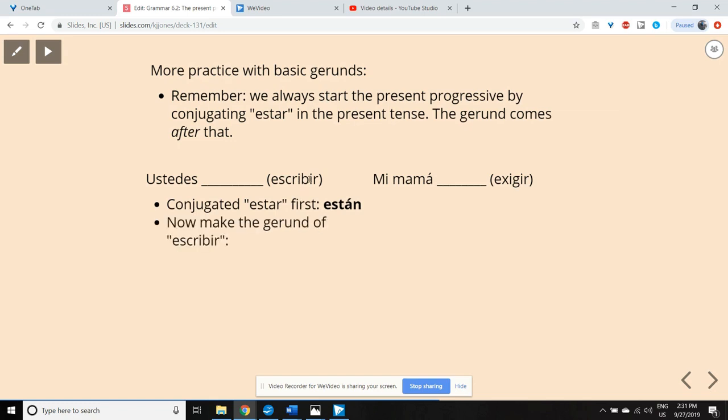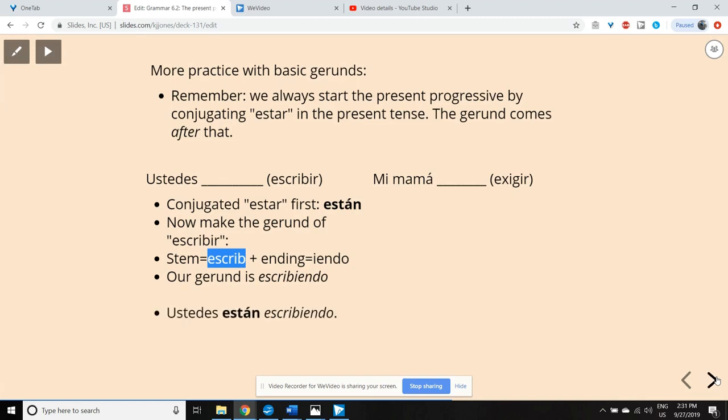Afterwards, we're going to make the gerund of escribir. Derive the stem by removing the IR infinitive ending. That gives us your stem, E-S-C-R-I-B. You can see it right here. To that, we add our gerund ending, I-E-N-D-O, and we get escribiendo, okay? So altogether, conjugated to be verb plus gerund gives us ustedes están escribiendo.